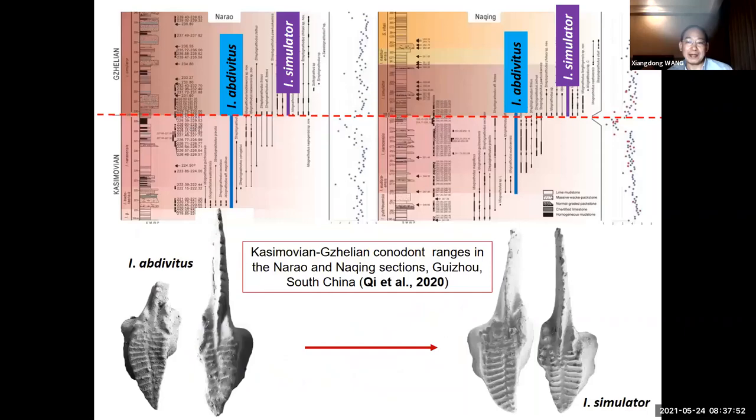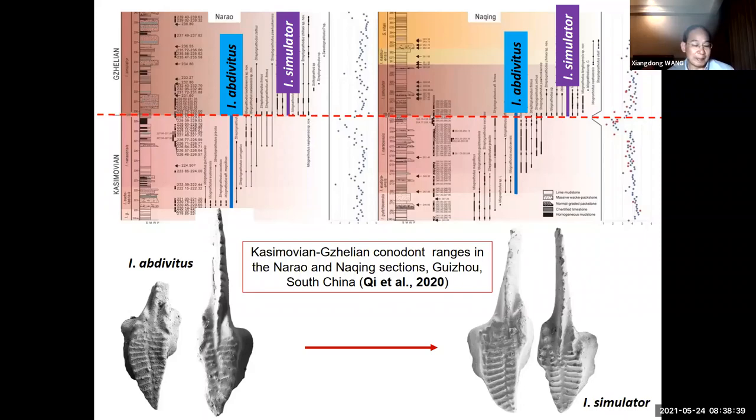And here, the Naqing section, Naqing and Nanlao sections, especially the Naqing section, I would like to say is a really good section for the base of the Gzhelian stage. And we can find many conodonts in this section. The detailed description and the conodont biostratigraphy can be seen in Qi et al. 2020, published in Papers in Palaeontology.